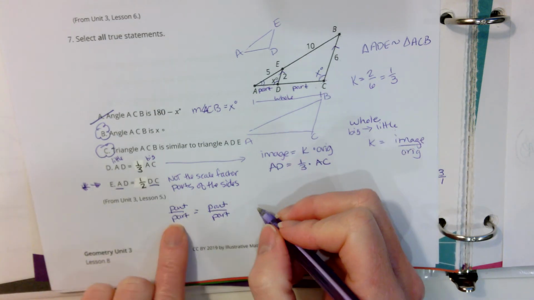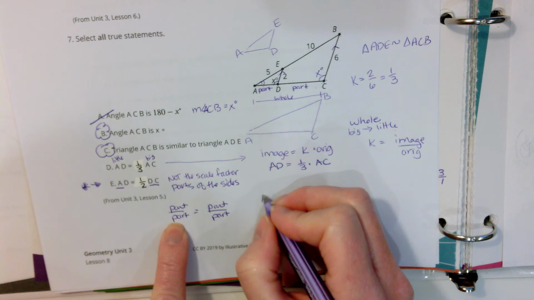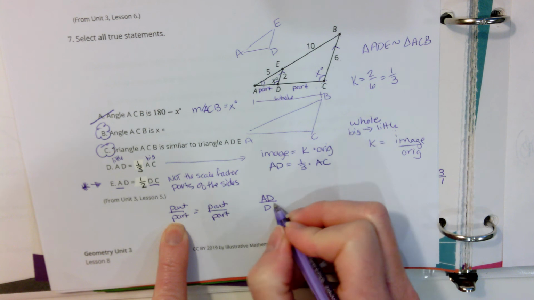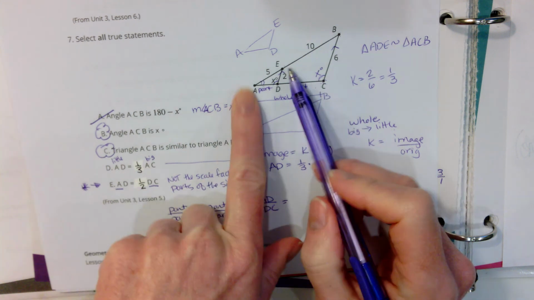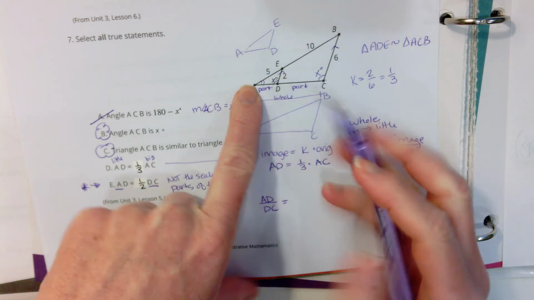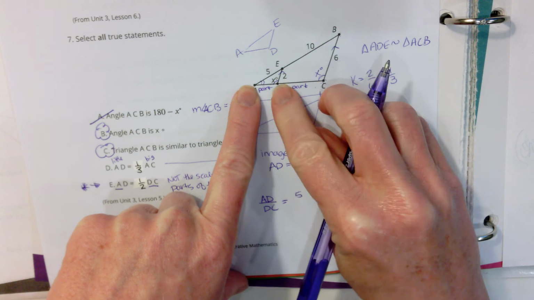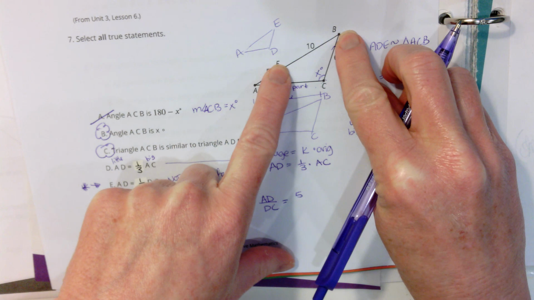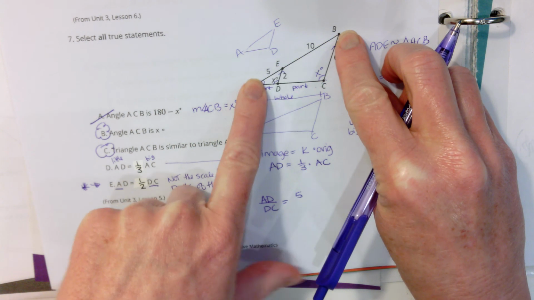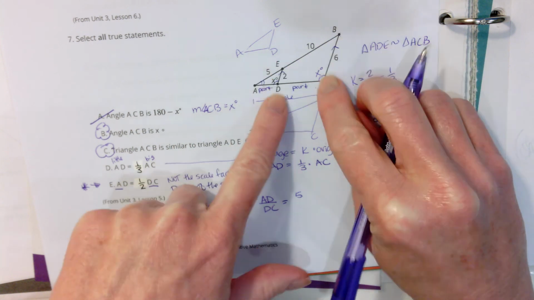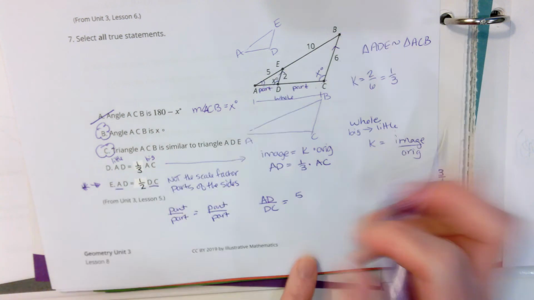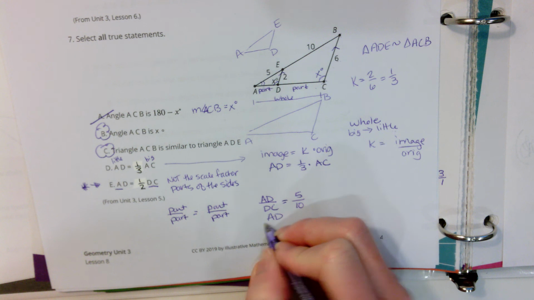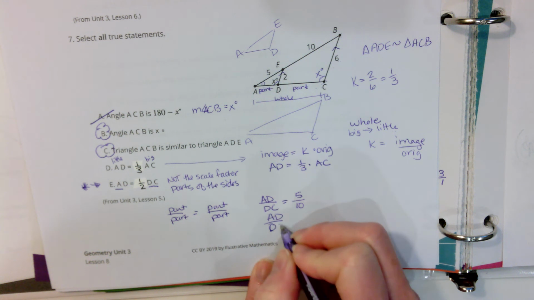So let's do this ratio. Let's use the AD they have in my problem over the other part of that side, which is DC. Up here, the part of my side that goes with AD is 5. The other part is 10, not 15. I'm not using the whole side. It's not scale factor. I'm using the other part, which is 10. So 5 over 10 does reduce to 1/2. So AD over DC does equal 1/2.